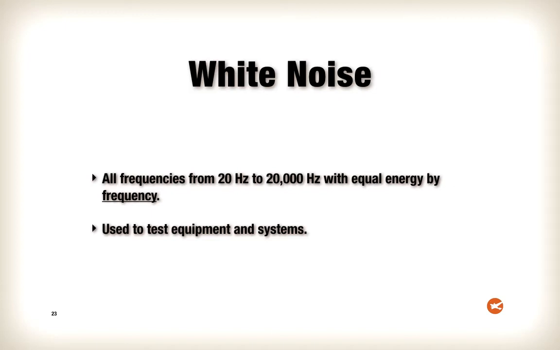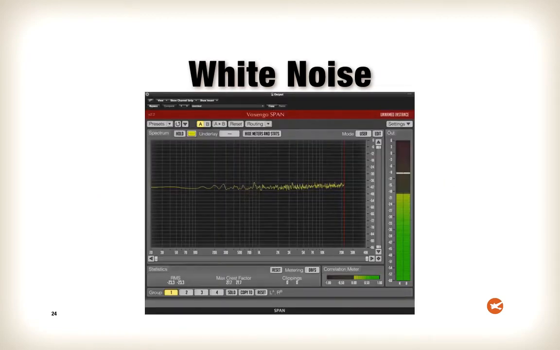White noise happens when all frequencies from 20 Hz to 20,000 Hz are playing with equal energy by frequency, and this is used to test equipment and systems. And we can hear the extra importance that the high frequencies are given in white noise.